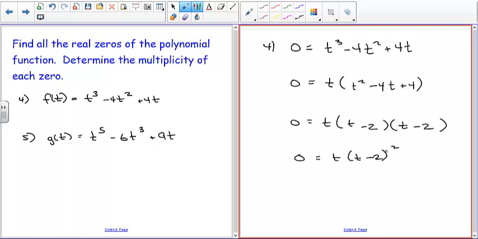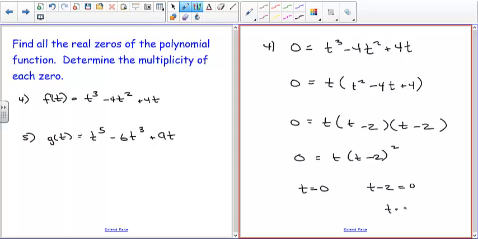And when you have the same factor, you can rewrite that as t minus 2 quantity squared. Anything squared is that thing multiplied by itself. So when it says find all the real zeros of the polynomial function, the zeros are the values of t that cause this product to go to 0. So you set one of the things equal to 0. If t is equal to 0, then 0 times anything is going to be 0. Likewise, if t minus 2 equals 0, that'll make this term 0. 0 squared is still 0.